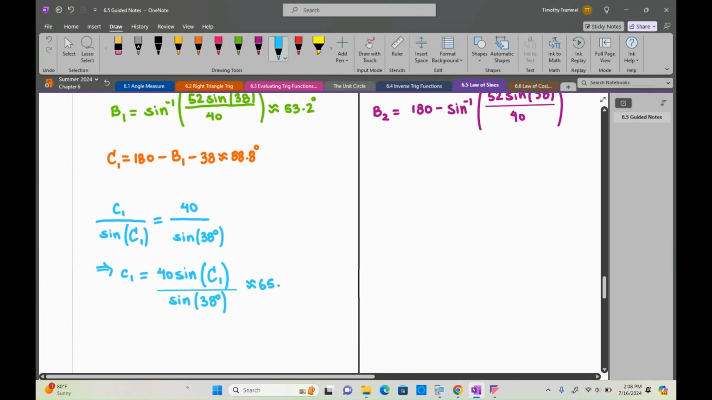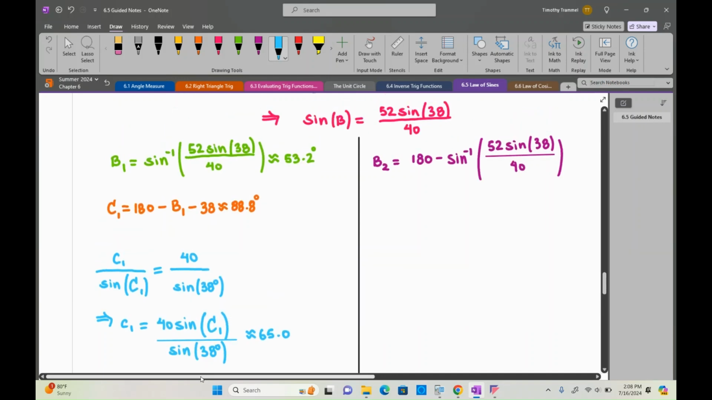And this was the only one that we found that was a side length, so I'm not going to write the degree symbol for that one. So this is the first option.